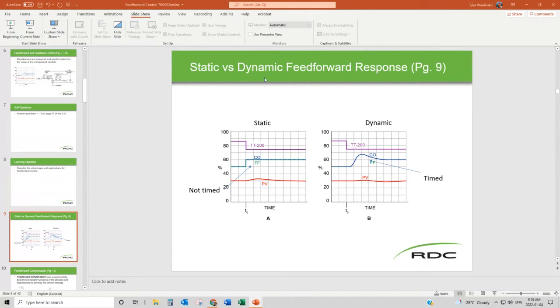So static versus dynamic feedforward responses: the easiest way to identify them is the lack or presence of a timed response. A timed response results in a slope, and a non-timed response results in an immediate step from the controller. So that's the long story short when we're talking about static and dynamic responses.